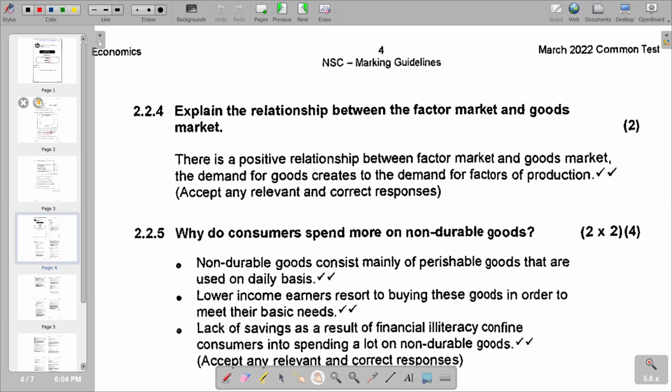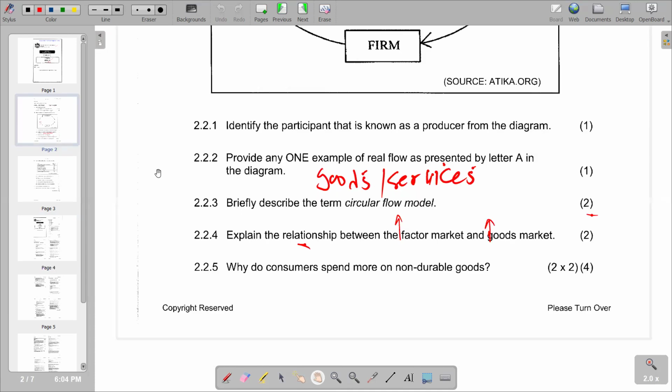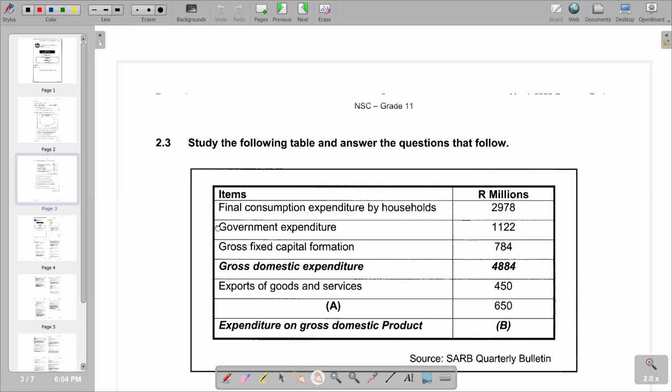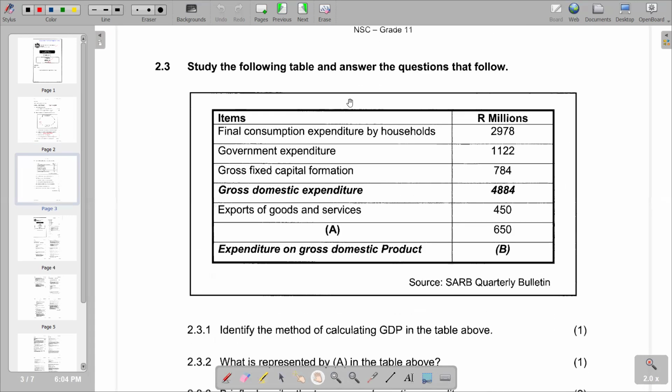So we go to the next part now, which is now 2.3. And it reads, study the following table and answer the questions that follow. We're given a table there where at the bottom we are having expenditure on gross domestic product. And we are having some elements inside where we have final consumption expenditure by households. We've got government expenditure, gross fixed capital formation, and then we've got gross domestic expenditure, which is 4,884,000. So remember, we've got an R here, which is rands, and then all the figures that we are having there are in millions.